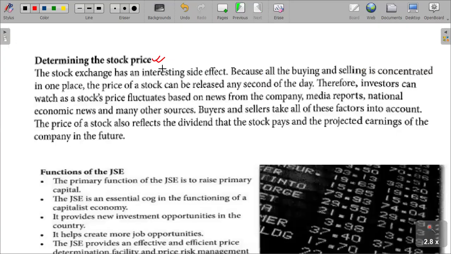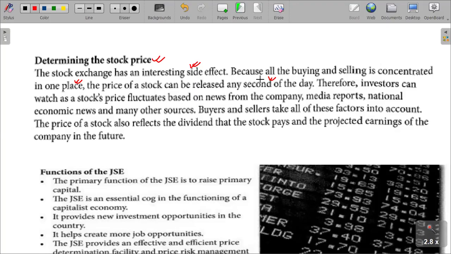The stock exchange has an interesting side effect, because all of the buying and selling is concentrated in one place. The price of stock can be realized any second of the day. That is to say, the selling price of shares is always available to people. Investors can watch as stock prices fluctuate based on news from the company, media reports, national economic news, and many other sources. So in other words, class, what you need to understand is that the price of shares is determined by the performance of the company.